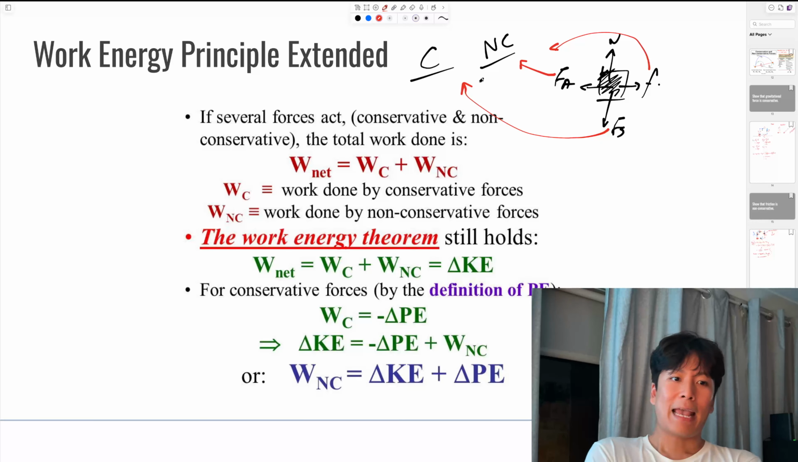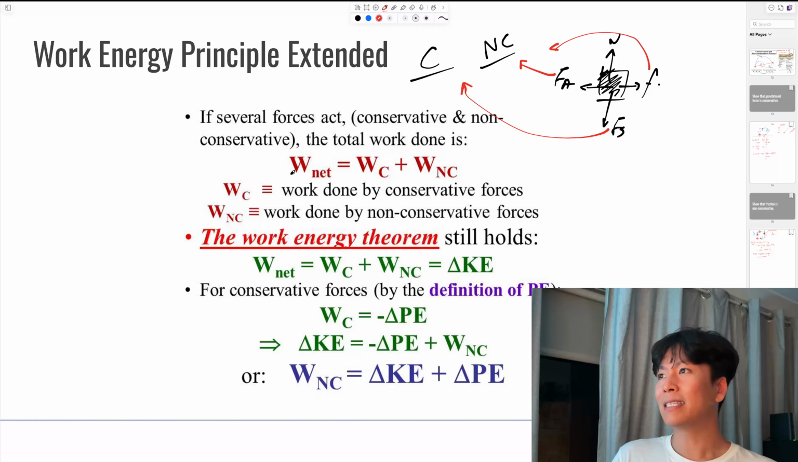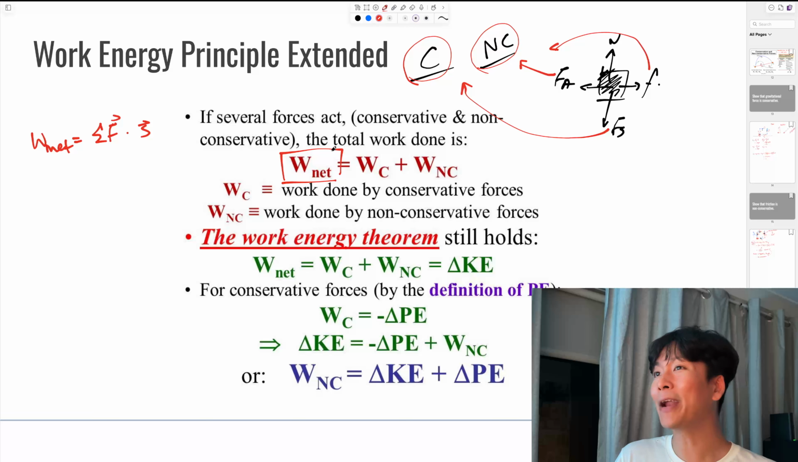Right? And so really, if I want to simplify that slightly, I could say that the net work, or the total work done on an object, we can calculate it using the sum of the net force times displacement. But again, as we said, all forces can be classified as either conservative or non-conservative. So I can break that down further.